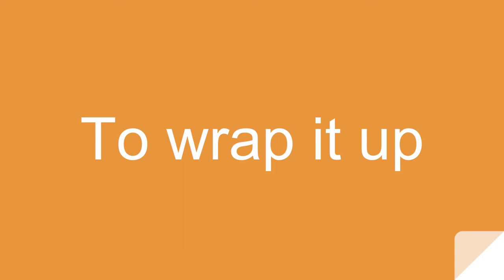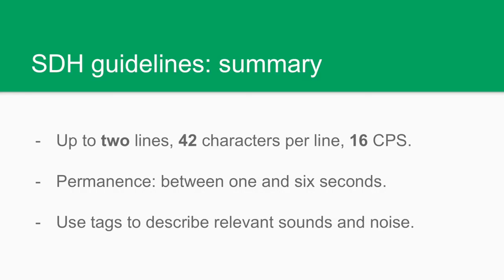Let's see what we've learned so far about SDH accessibility. We know that a maximum of 2 lines of text are allowed with a maximum of 42 characters each. The recommended reading speed for SDH is 16 characters per second or lower. Each subtitle should remain visible for at least 1 second and for a maximum of 6 seconds. Finally, relevant sounds and noises need to be described with the help of SDH tags.